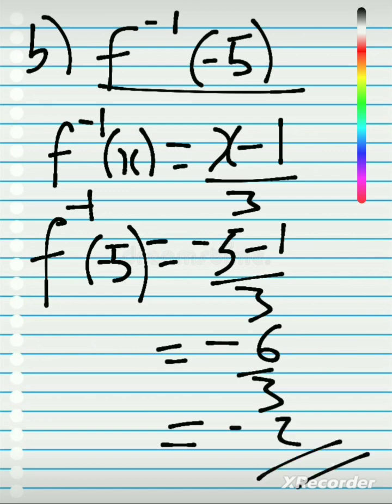Negative 6 divided by 3 is negative 2. Oh, it was over 3 or over 5? Okay, yeah, that's the answer, negative 2. So we go to c.